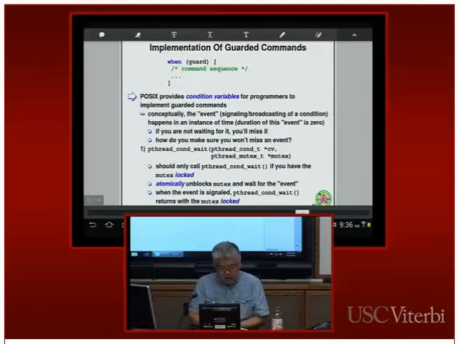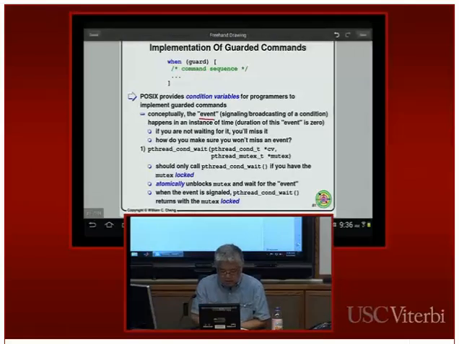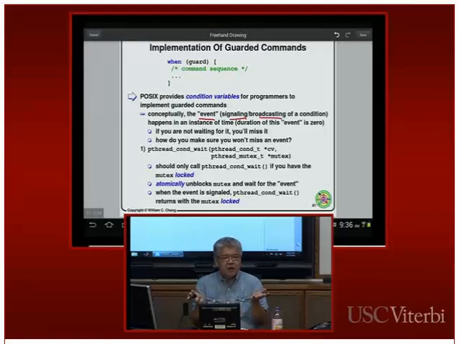Okay, so conceptually, this event, you signal the condition, right? The event, or the notification, is done by signaling or broadcasting on that condition. There's only a minor difference between signaling and broadcasting. Signal means that you signal one thread to evaluate the guard, and broadcast means that many threads are going to evaluate the guard.